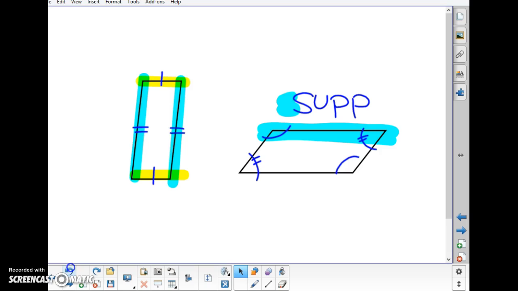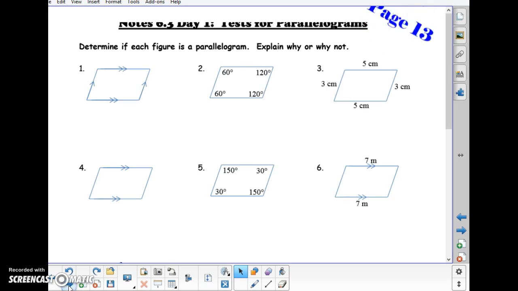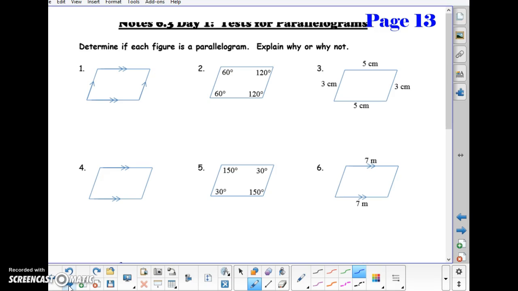At any point in time, if you need to catch up with the notes or if you just need to find the right page, go ahead and make sure you hit pause. What you should do right now, though, is go to page 13 in your notes. We've got a bunch of pictures here, and we're going to decide if they're a parallelogram and explain why they are or why they aren't.